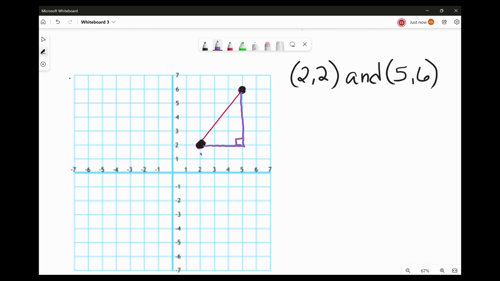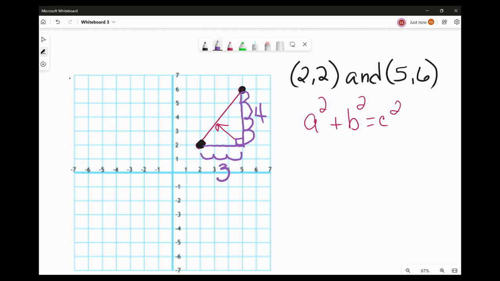In this case, I have 1, 2, 3. So this side is 3, and this one is 1, 2, 3, 4. Now we're going to use the Pythagorean theorem. Remember, the Pythagorean theorem is a squared plus b squared equals c squared. I'm going to plug in the values. a and b are interchangeable, and c is always the side across from the right angle. We're looking for c.